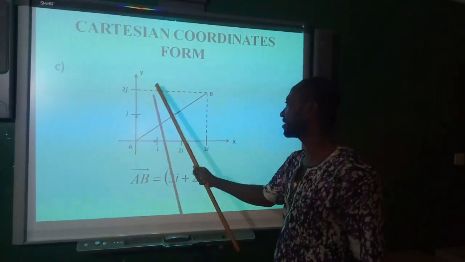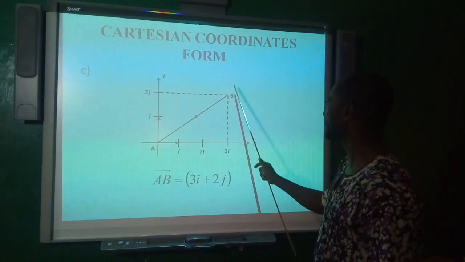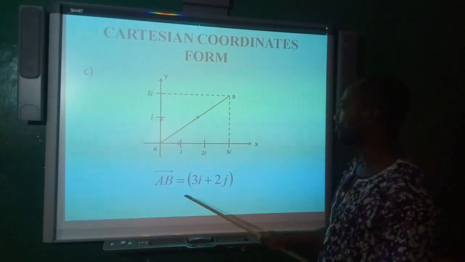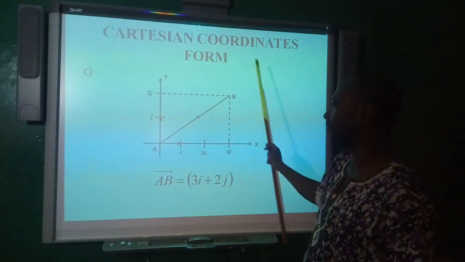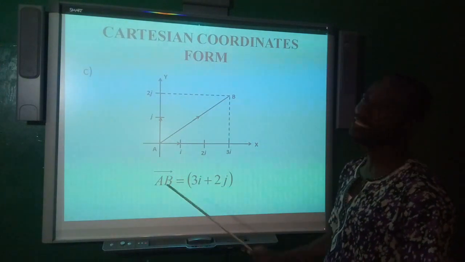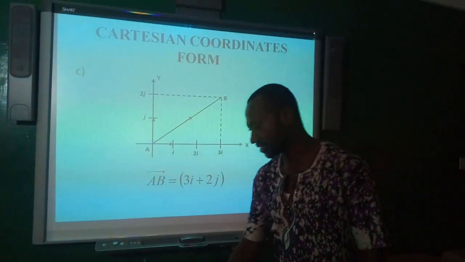So to write this vector, you write the x component first. So this vector has 3i plus 2j. So in Cartesian form, always you have i and j. i and j form. These are the forms of vectors. Good. Let's continue.